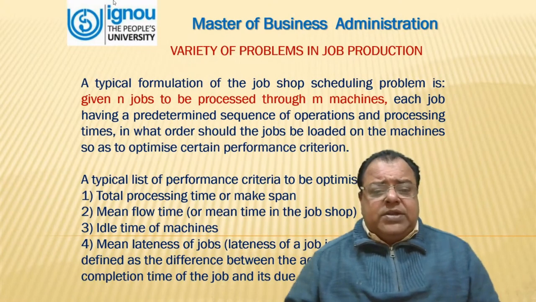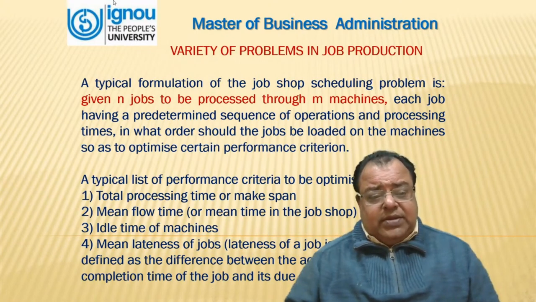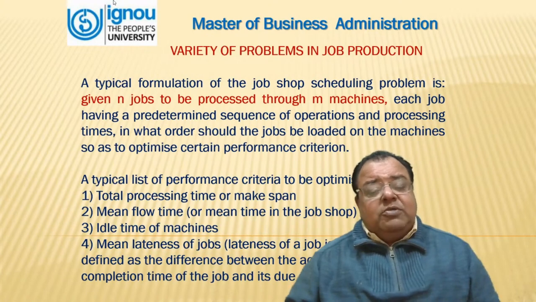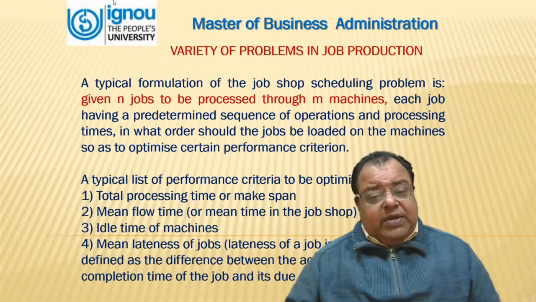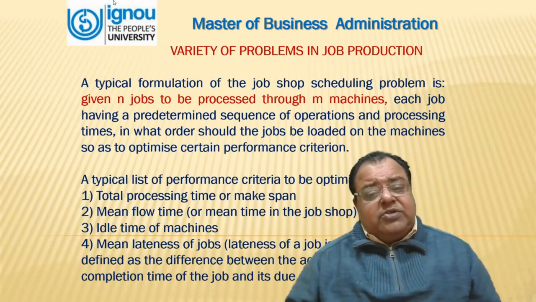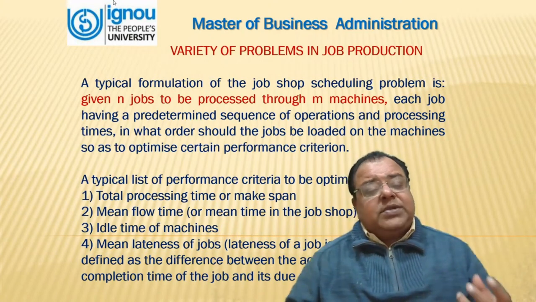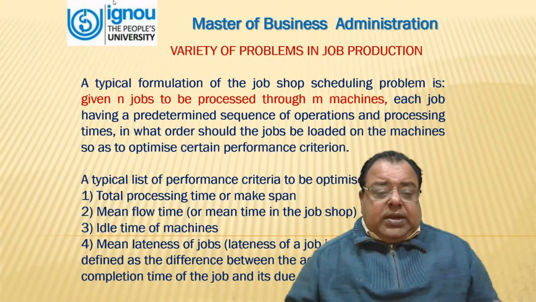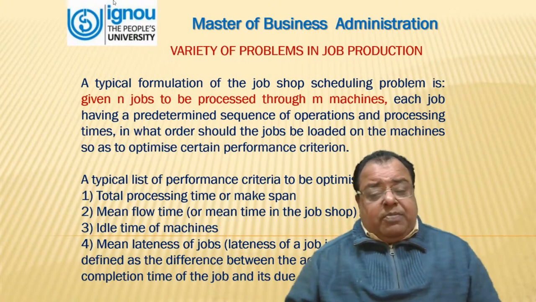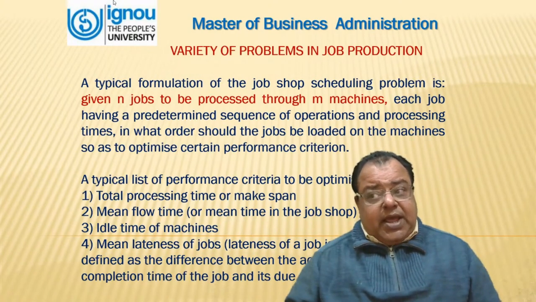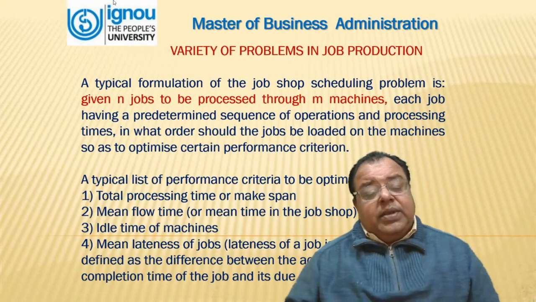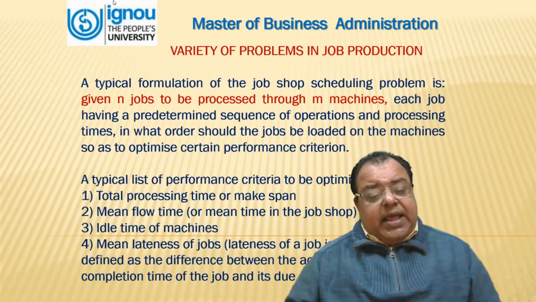A typical formulation of the job shop scheduling problem is: given n jobs to be processed through m machines, each job having a predetermined sequence of operations and processing time, in what order should the jobs be loaded on the machines so as to optimize certain performance criteria? A typical list of performance criteria to be optimized is total processing time or makespan, mean flow time, idle time of machines, mean lateness of jobs.